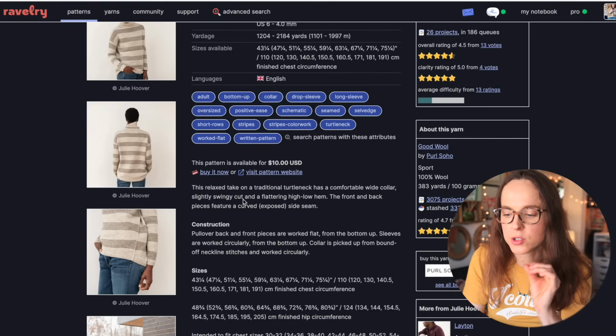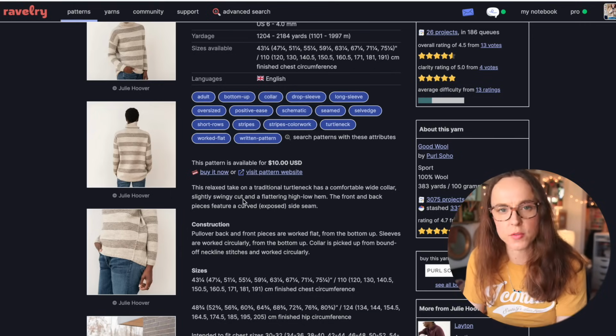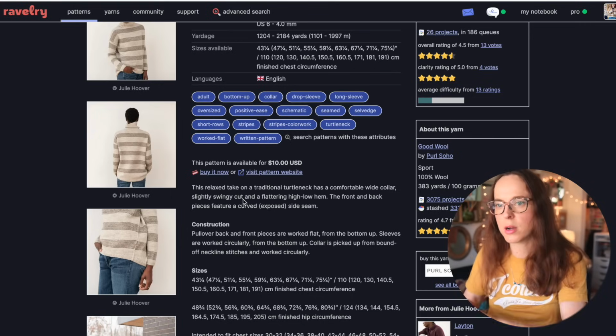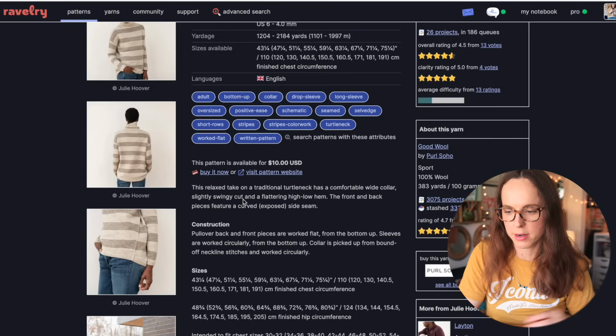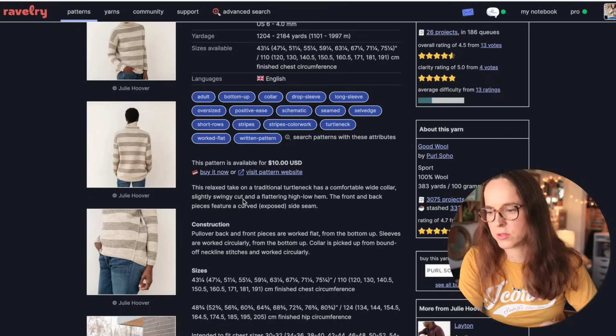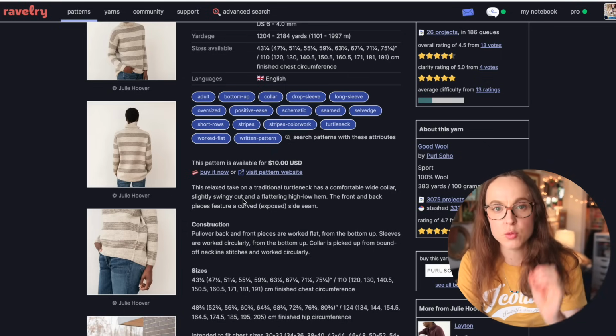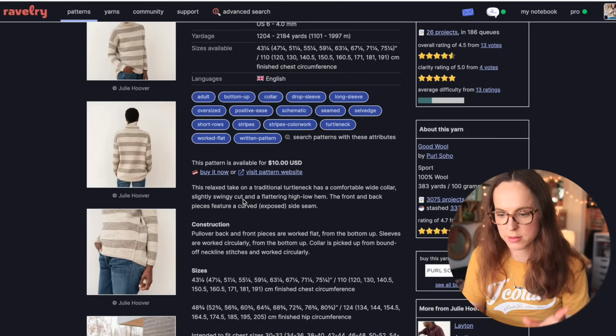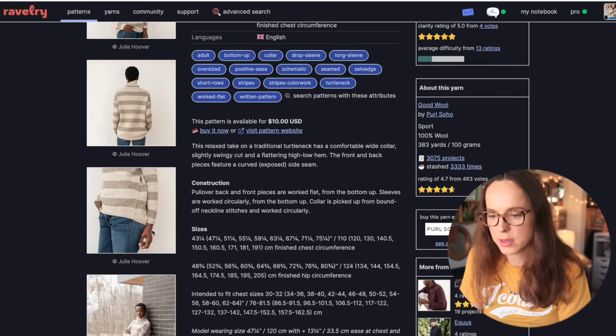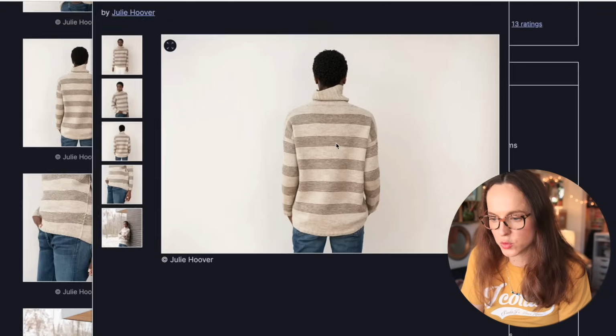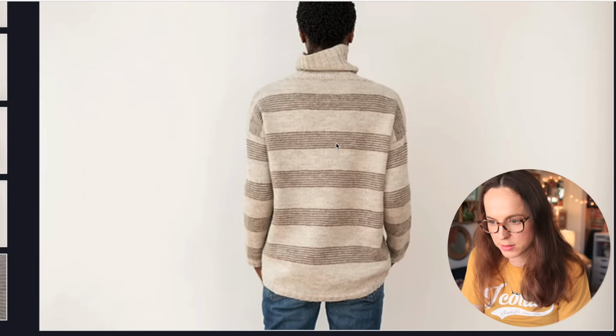When you are buying a Julie Hoover pattern, just like if you're buying a Nora Gaughan pattern or a Jared Flood pattern, or there's a number of pattern designers that when you pay the money for their pattern, you know you're going to be in for a treat. Okay. This is one of those. This is a stunning drop shoulder sweater. I want this.